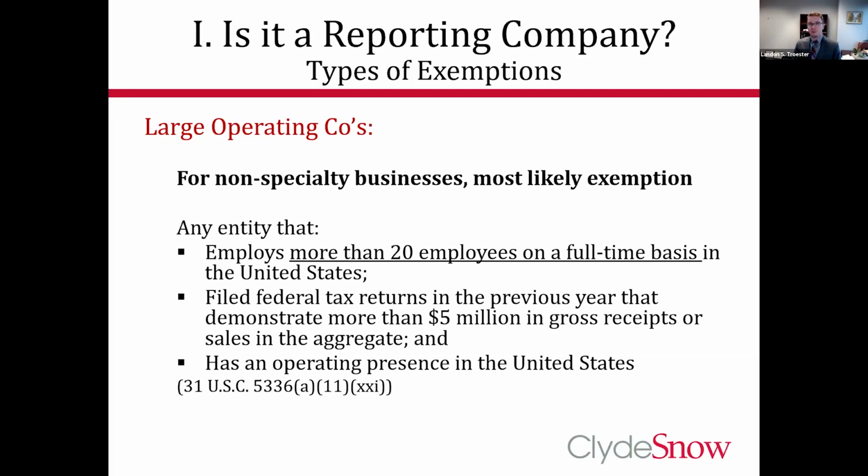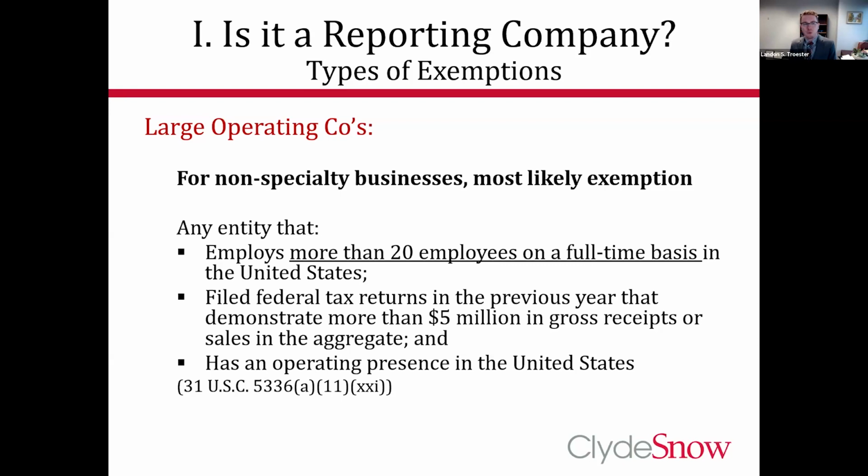Let's spend some more time on our last few. Large operating companies, I think, is the most likely exemption to consider when you're dealing with clients who are not specialized or regulated. It's an entity that employs more than 20 employees on a full-time basis within the United States, has at least $5 million in gross receipts or sales based on federal tax return filings, and has an operating presence in the United States. The last one is pretty simple. We're going to talk about the first two.